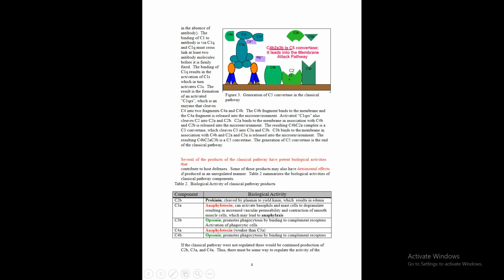C2b is a prokinin cleaved by plasmin to yield kinin, which results in edema. C3a is an anaphylatoxin, which can activate basophils and mast cells to degranulate, resulting in increased vascular permeability and contraction of smooth muscles, which may lead to anaphylaxis, presented by the release of histamine from these cells. C3b is an opsonin, promoting phagocytosis by binding to complement receptors on phagocytic cells. It mediates phagocytosis. C4a is an anaphylatoxin. C4b is an opsonin. So, as we see, C4b and C3b are opsonins that will attach to the antigen and mediate phagocytosis.